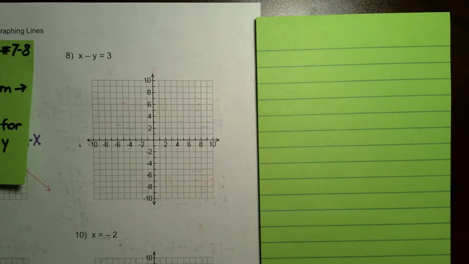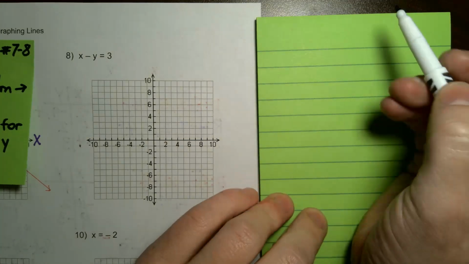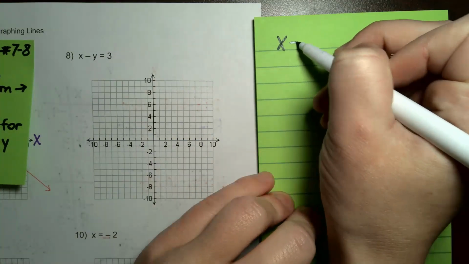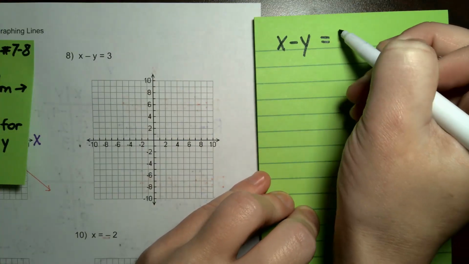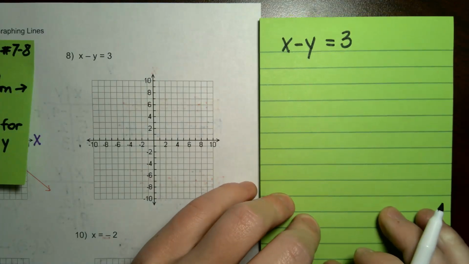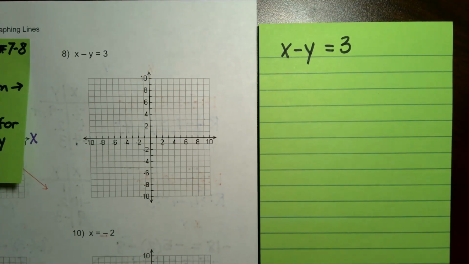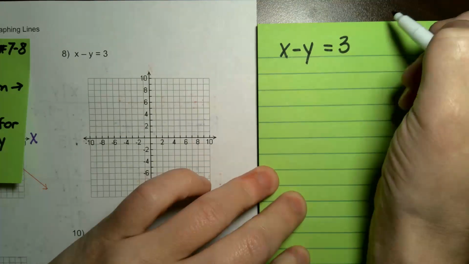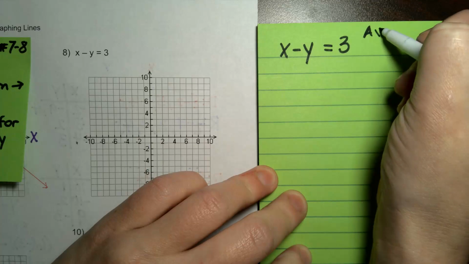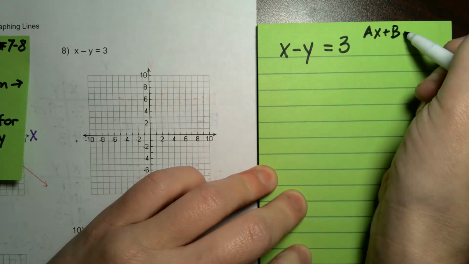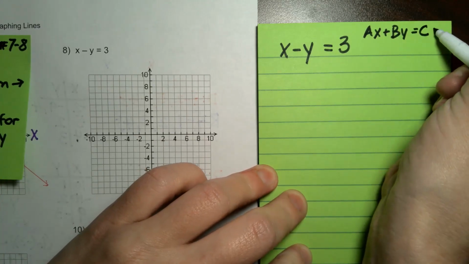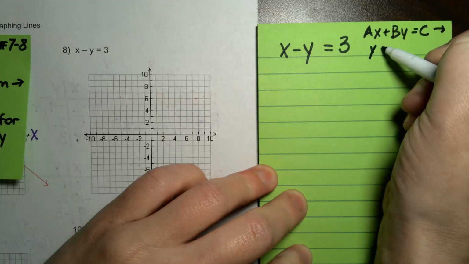And since there's not a lot of space on your paper, if you need a scrap piece, feel free to have a scrap piece of paper. I'm going to do my scrap work over here on this little notepad. So we have the equation x minus y equals 3. We want to graph this equation. So we're going to start with the first method, which is going to be converting that standard form to slope-intercept form.